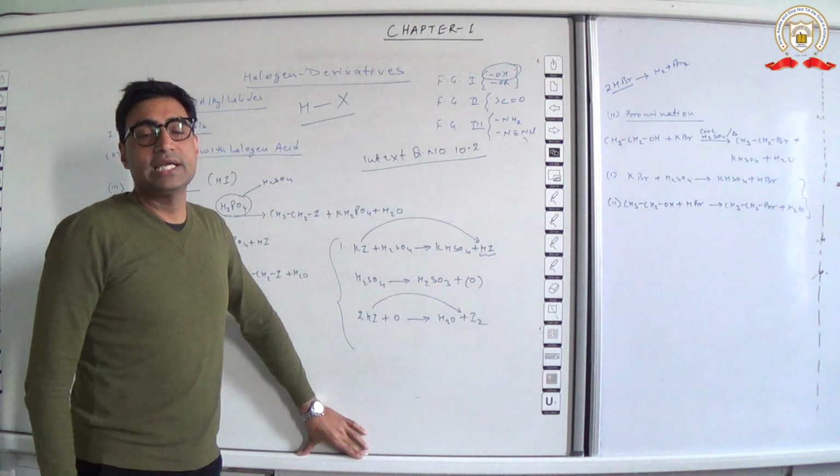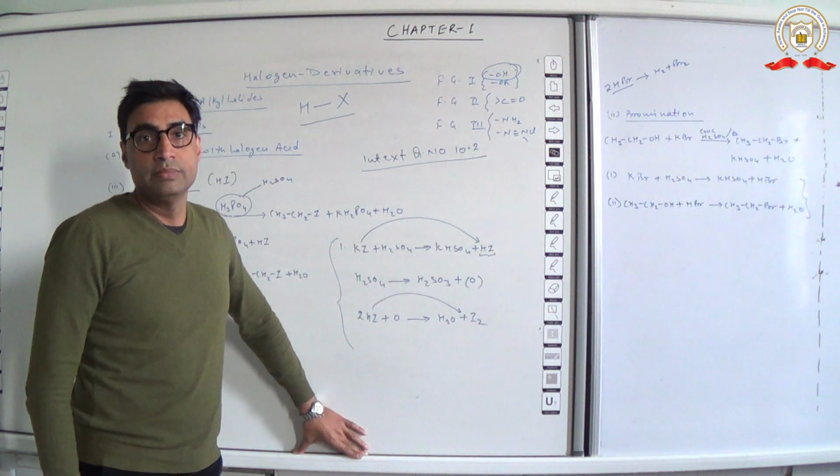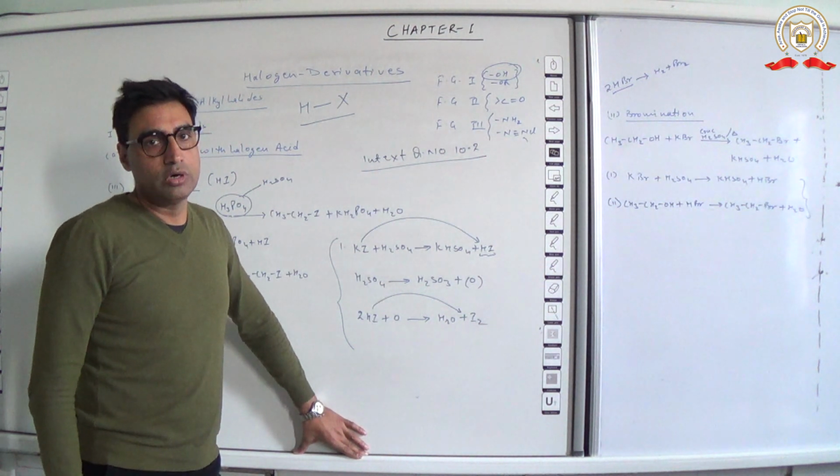H2SO4 is a good oxidizing agent. It will decompose any HI formed to I2, thus preventing iodination of the alcohol.